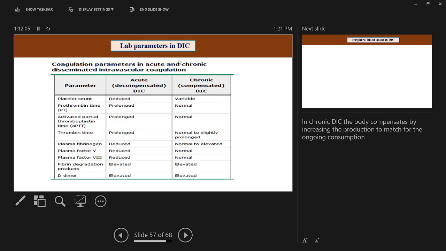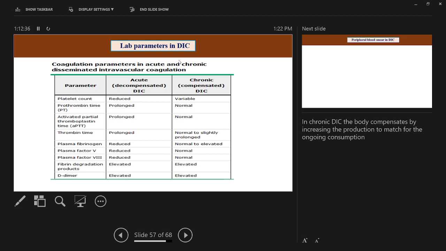So these are the lab parameters that get deranged in DIC. In acute decompensated DIC, because of the consumption of the platelets and the clotting factors, platelet count is reduced, PT and APTT are prolonged, and thrombin time is also prolonged. Because of the consumption of fibrinogen, it is also reduced. Factor 5 is also reduced. Factor 8 is reduced, which is to be differentiated from AICF. And FDPs and D-dimer are elevated, which are also seen in AICF, but D-dimer are markedly elevated in them.